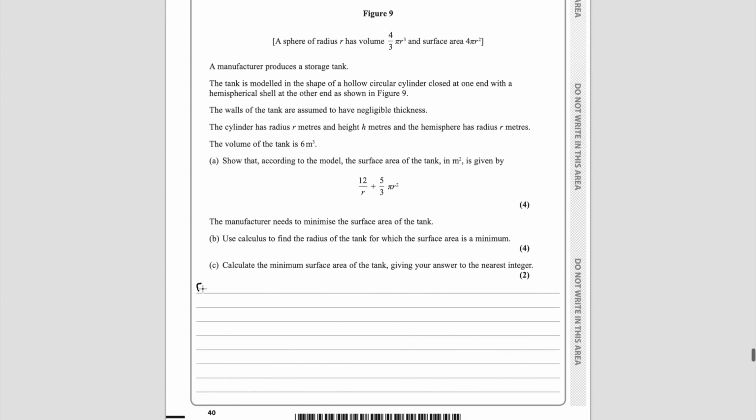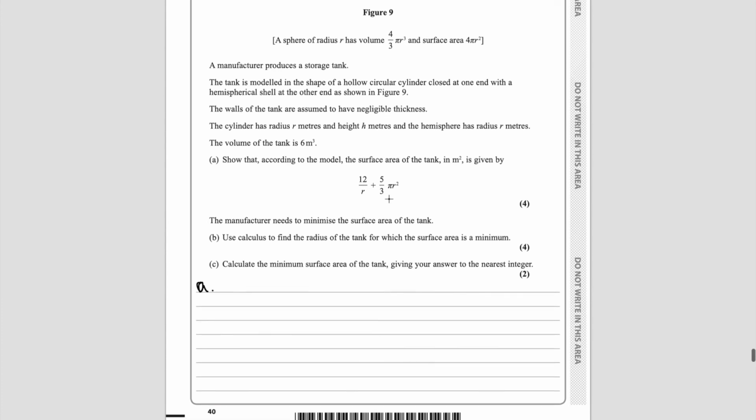In part A, what we're asked to do is use this information provided here to show that the surface area of the tank in meters squared is given by this formula here, 12 over r plus 5/3 pi r squared. I guess really what we need to do here is take the information we're given and start to come up with some sort of equation. We're told that the volume of the tank is 6 meters cubed.